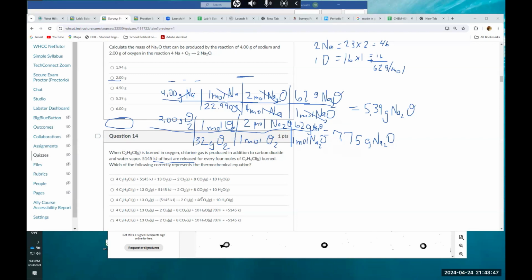Okay, so we know that we can get rid of these first ones, because they're all on the reactant side. Wait a minute, I didn't even look at that one. Except for the third one, the third one possibly could be right. So the first two are wrong.